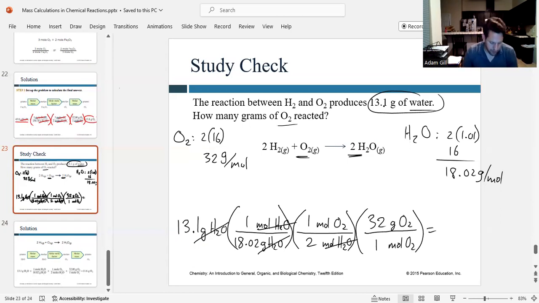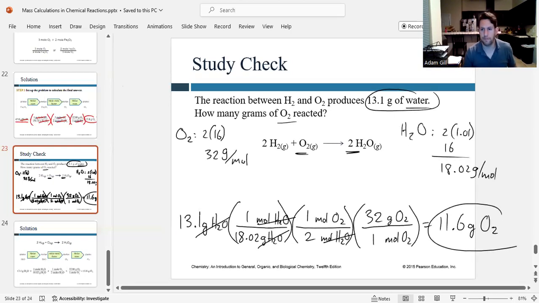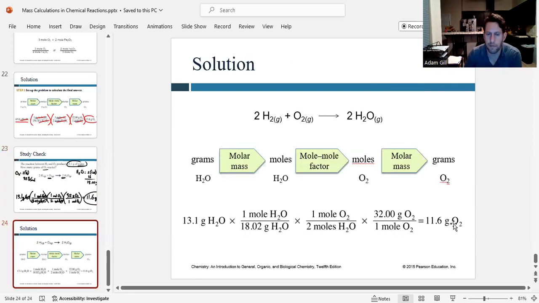And when we multiply all that out, let's see, 13.1 times 32 divided by 18.02 times 2. I get 11.6 grams of oxygen. Let's see if we did it right. Yes, we did.